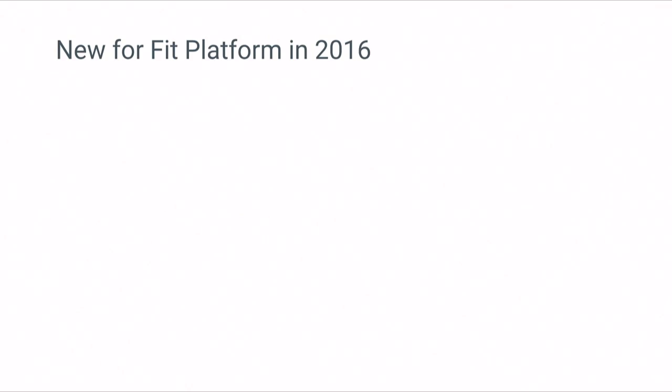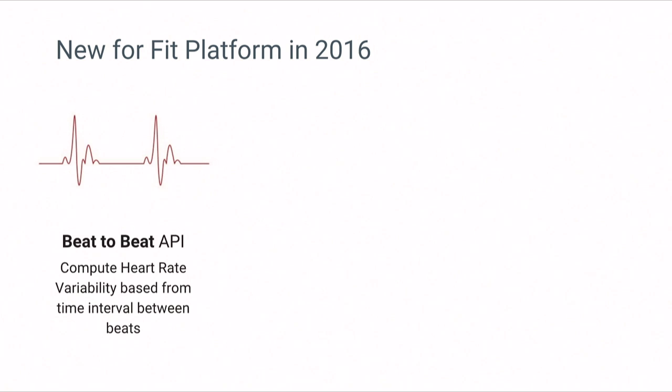Awesome. So we've got three actually really exciting new features coming on Android Wear towards the end of the year. We've added a beat-to-beat API in Android N. What this allows you to do is get the heart rate timestamps in addition to the BPMs, and compute heart rate variability, which is a proxy for stress levels for the user.